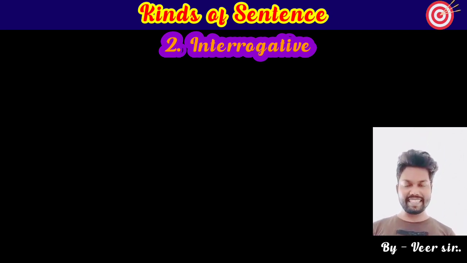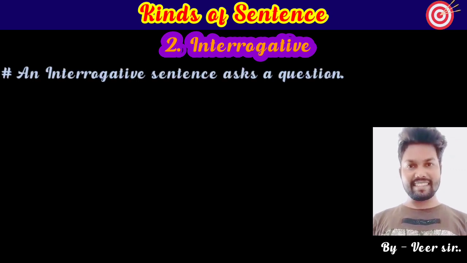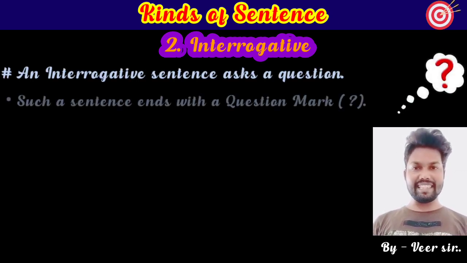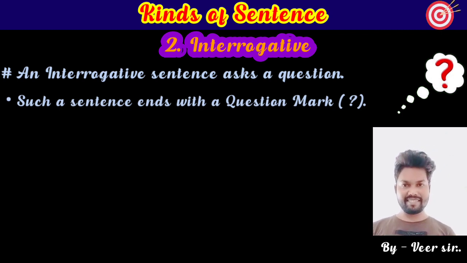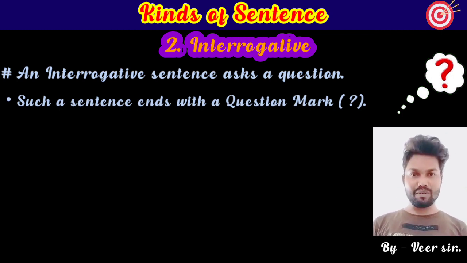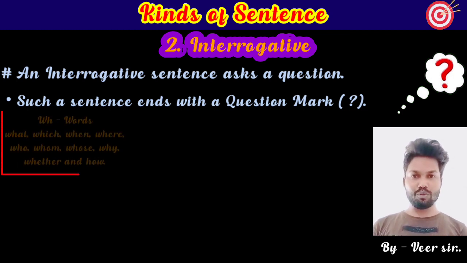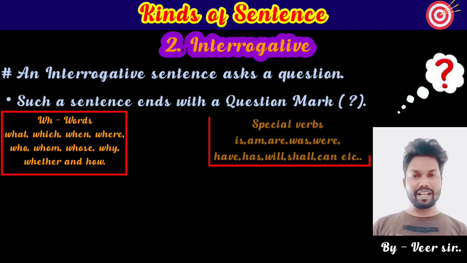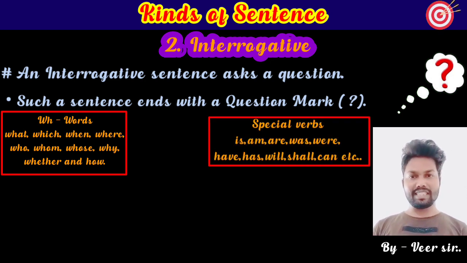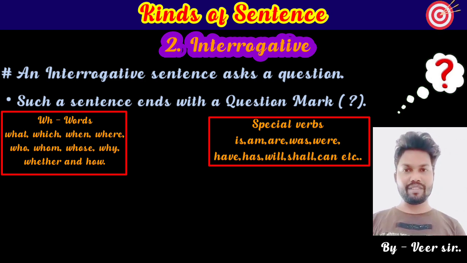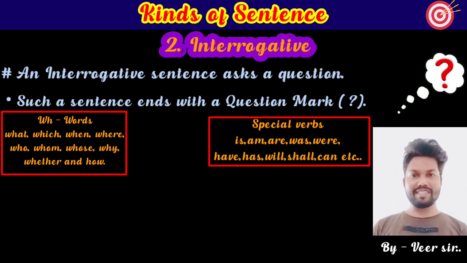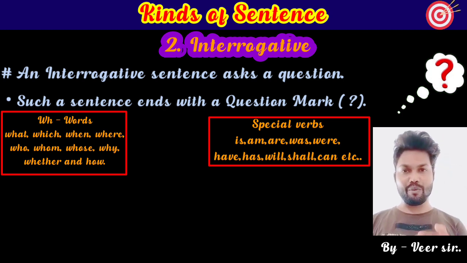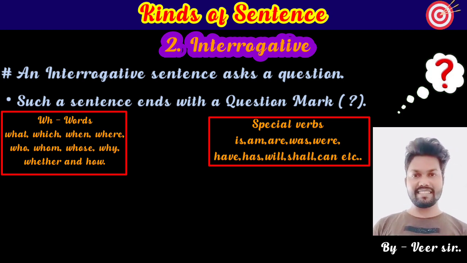What is an interrogative sentence? An interrogative sentence asks a question. Such type of sentence ends with a question mark. An interrogative sentence also always begins with WH words or special verbs. What are WH words? We can say like what, where, how, which, when, whose, etc. Whereas what are the special verbs? We can say like is, am, are, was, were, then have, has, do, does, etc.